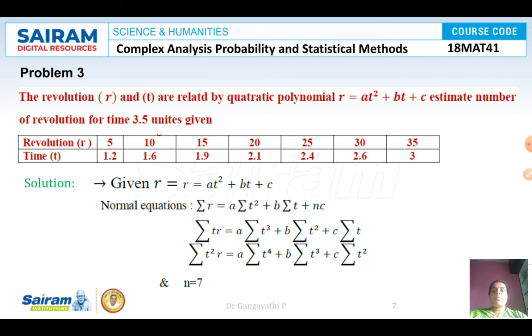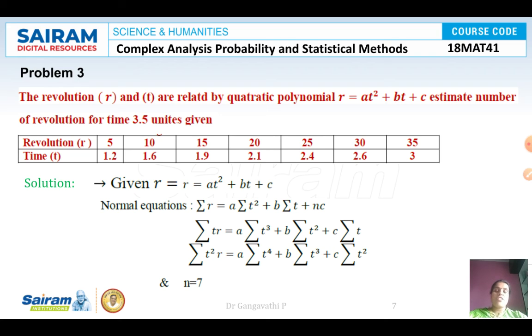Let's look at another problem. The revolution R and time T are related by a quadratic polynomial. This is a polynomial given as at square plus bt plus c. Estimate the number of revolutions for time 3.5 units given. So revolution R and time t values are tabulated here. So instead of x and y, R and t are being given.